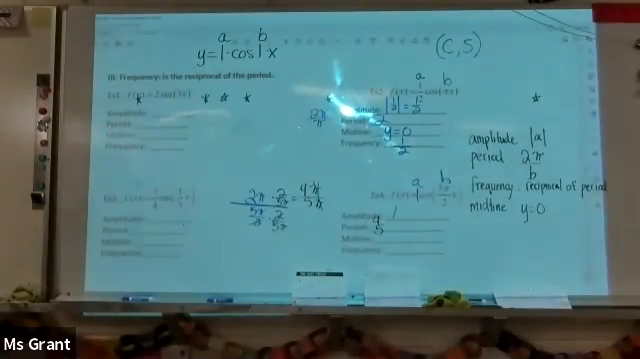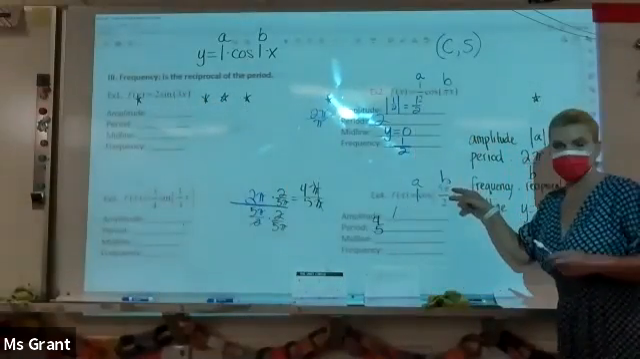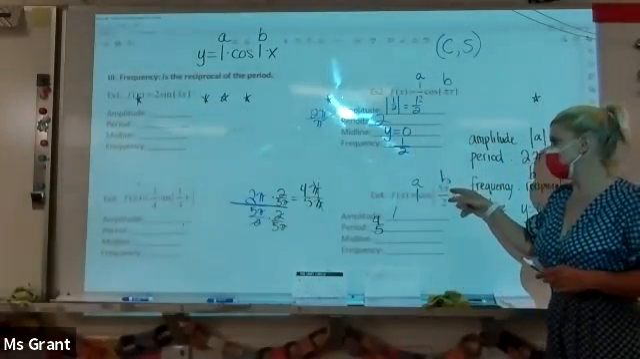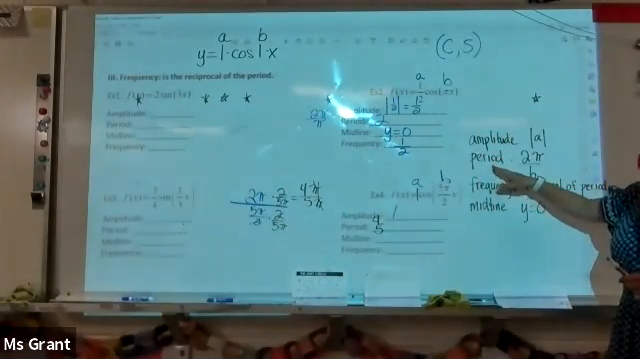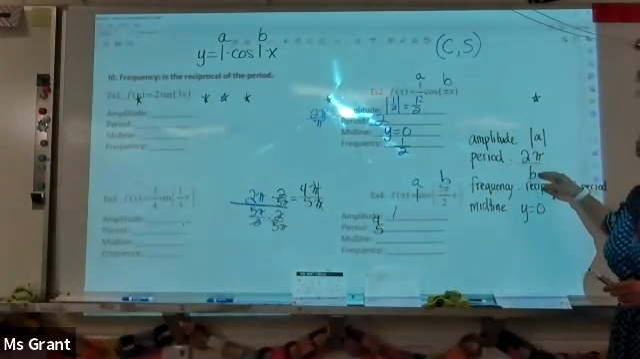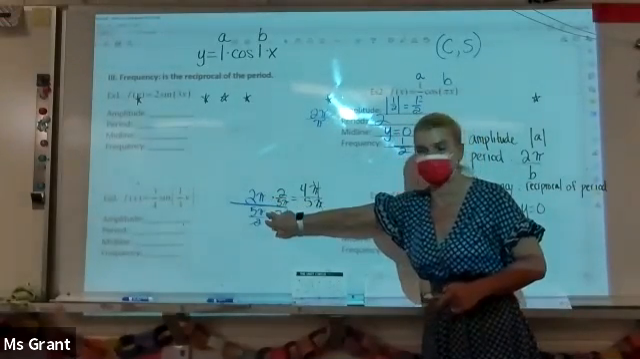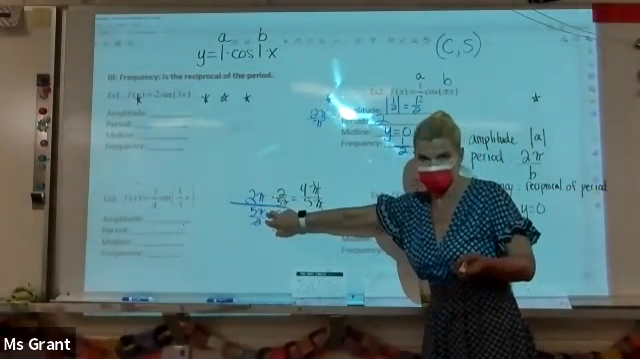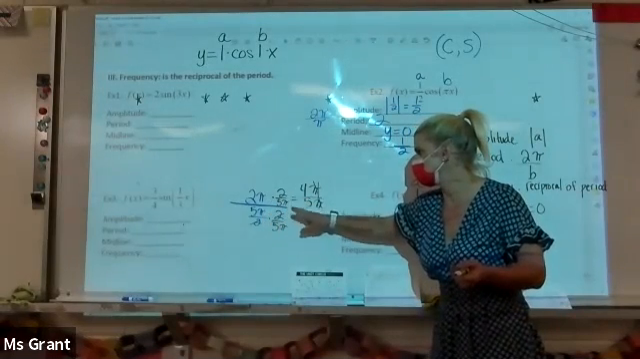4/5. How is it 5 pi? My B value was 5 pi over 2. So the period is 2 pi divided by whatever B is. So there's my B, the 5 pi over 2. So that's where the 5 pi came from. And I did reciprocal.